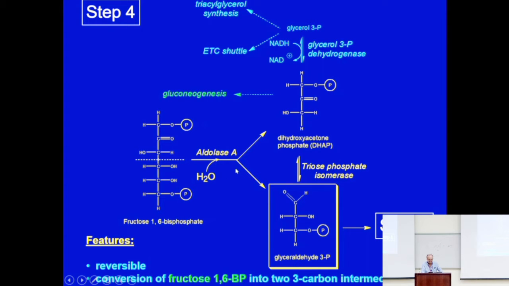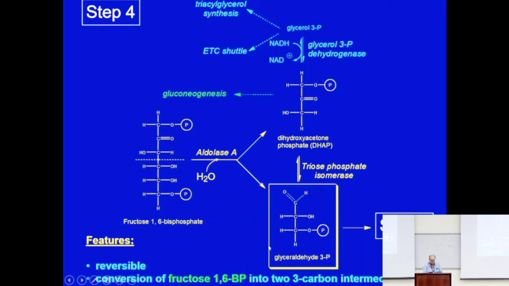Again, this is a reversible step. There's another enzyme that can take the top half and convert it to glyceraldehyde 3-phosphate. And it's called triose phosphate isomerase. As we said, isomerases rearrange molecules. They don't break them down or anything. So it can rearrange DHAP to give you another glyceraldehyde 3-phosphate. And therefore, at the end of this step, you get two of these.